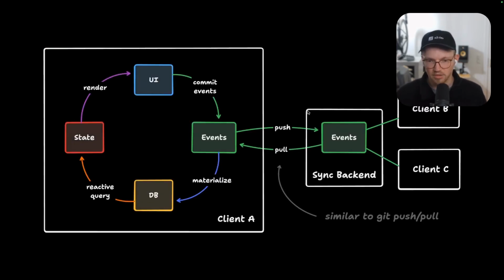In a nutshell, it looks like this: you have various clients. Those clients, in a Redux kind of way, have events that get, unlike Redux, materialized into a SQLite database, which you then can reactively query that drives your UI. And similar to Git, you have push and pull for your data through events. And that's how all the clients communicate. So that's LiveStore in a nutshell.